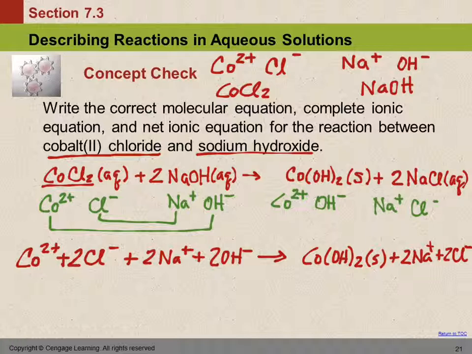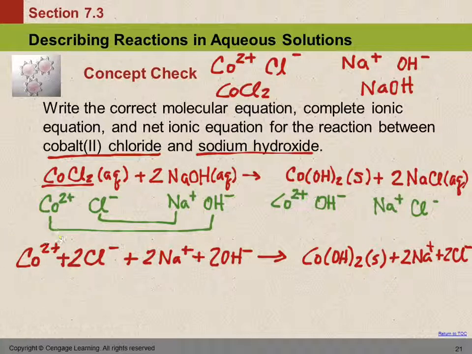So at that party at Chemistry Land, this complete ionic equation is telling us that cobalt and chloride and sodium and hydroxide were all mingling at the beginning of the party, but cobalt and hydroxide got pretty tight with each other and they went off and found a private place, and now it's just sodium and chloride mingling. These guys are stuck together.